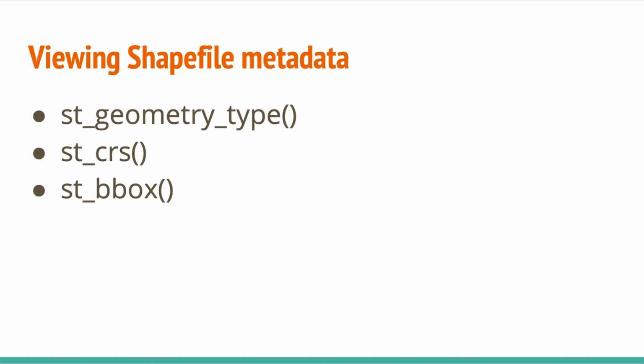So there are three commands we can use to view shapefile metadata. It's st_geometry_type, st_crs, and st_bbox functions. And we'll go through these one at a time.